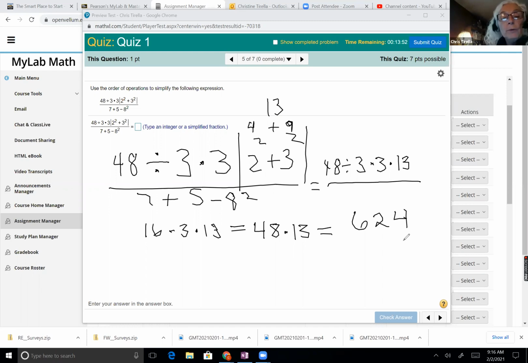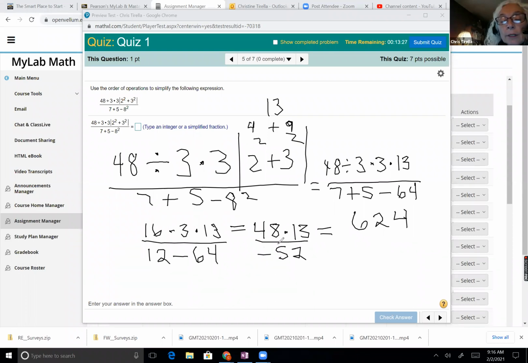We're going to go through and do the denominator. In the denominator, exponents first. So that becomes 7 plus 5 minus 64. And again, you have to remember addition and subtraction are all one step as they come from left to right. So 7 plus 5 is 12, minus 64 gives me negative 52.